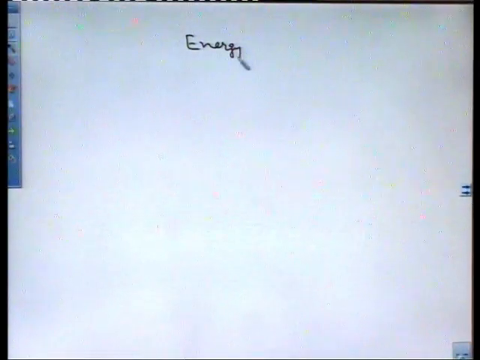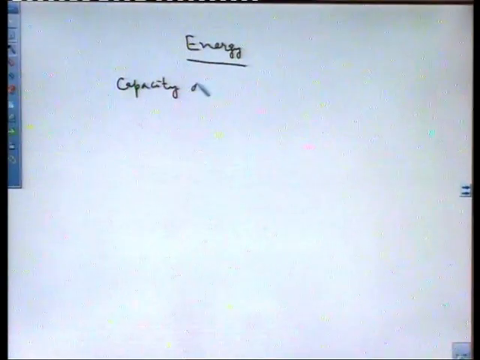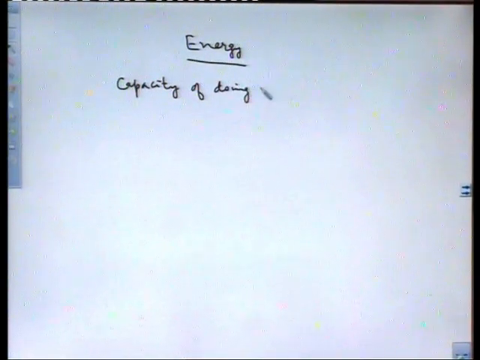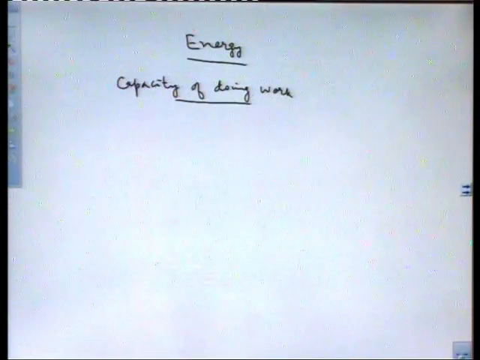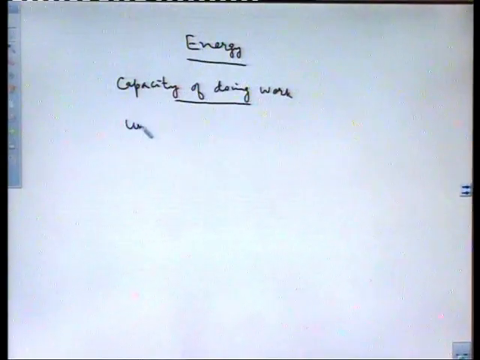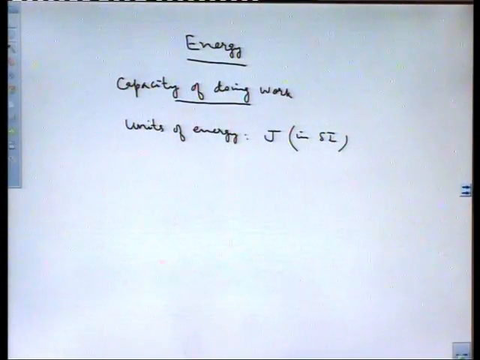Then the last term is energy. Energy is the capacity of doing work. How much work a body can do, that capacity is called energy. So hence work and energy are the same, hence the units of energy are also joule in SI, same as that of work.